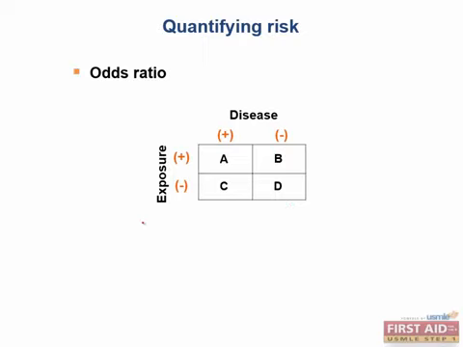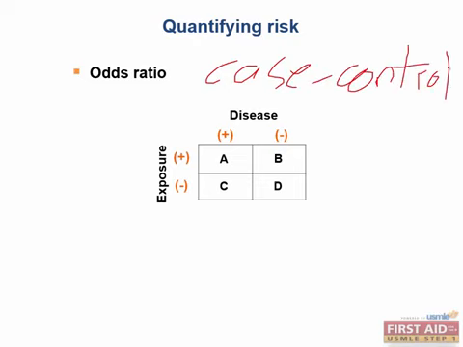Now, we talked a little bit about disease risk when we discussed incidence versus prevalence. Now let's begin by talking about risk by looking at the odds ratio. Do you remember what type of study uses the odds ratio? The answer there was case control studies.